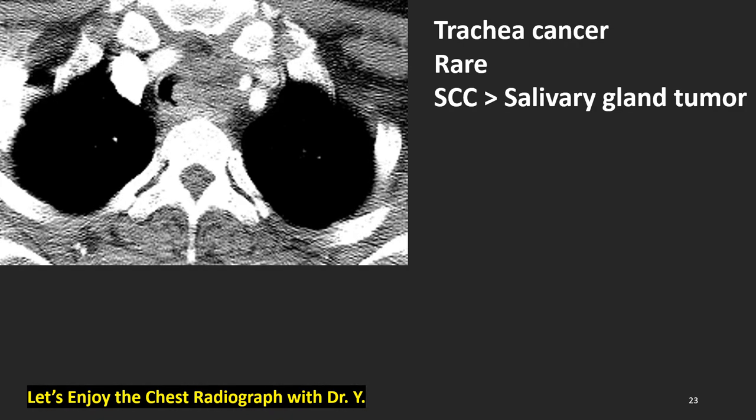This is axial CT. We see the tumor here. Convex tumor with some infiltration to the mediastinum. Tracheal cancer. Actually, tracheal cancer is rare, not common, and most of them are squamous cell carcinoma. But sometimes we find salivary gland tumors, such as adenoid cystic carcinoma or mucoepidermoid carcinoma.